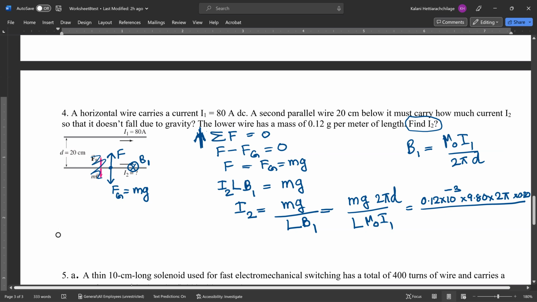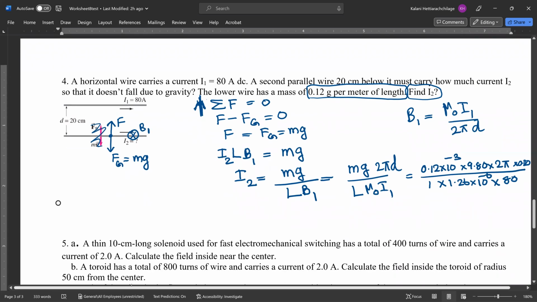Okay, so length, you see that here, 20 grams per meter length. I can use it as 1 meter. If it is a 1 meter length, that will be the mass. Okay, 1 meter length, and mu naught value, you already know it, right? It is 1.26 times 10 to the power negative 6. And I1 is 80 amps. So you're going to put these things into your calculator, and then you're going to get the I2 in units of amps.